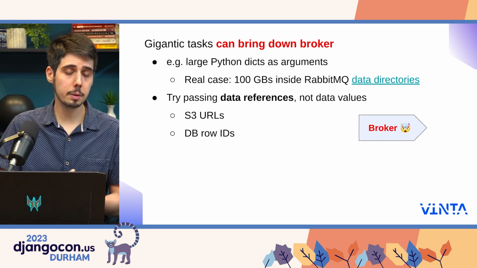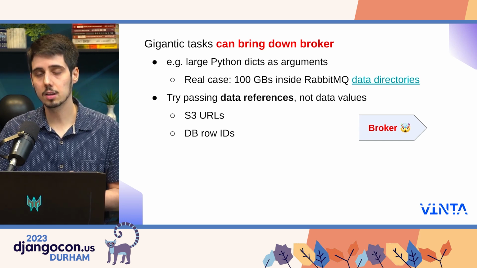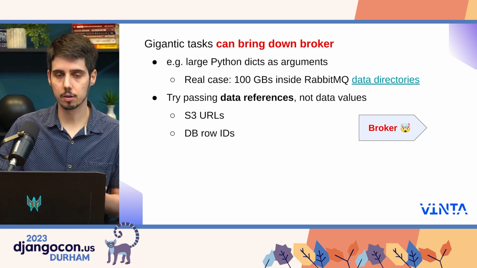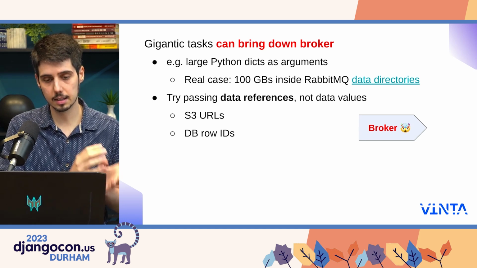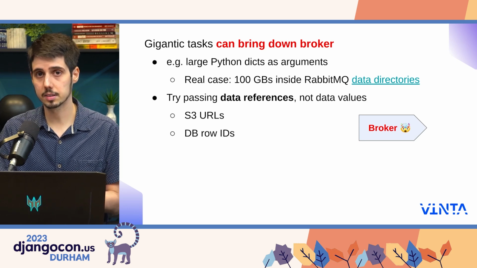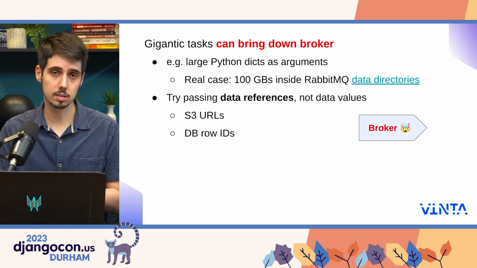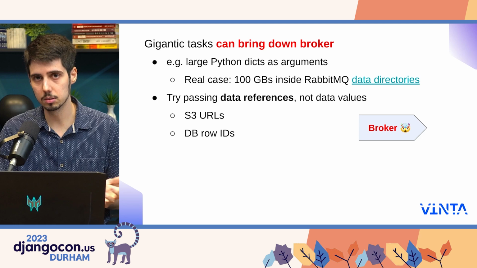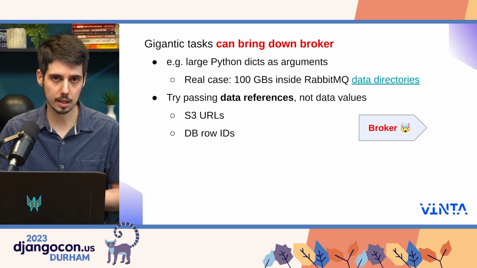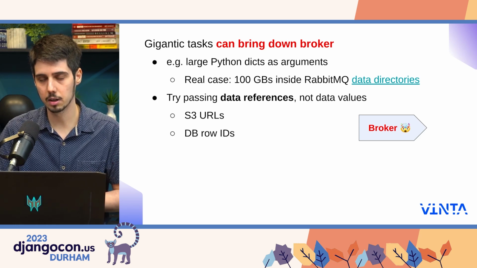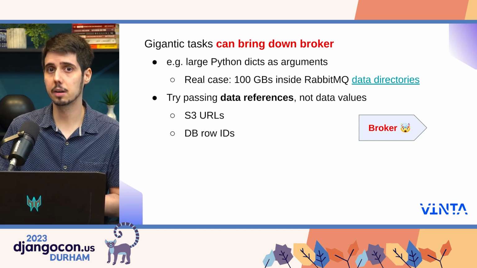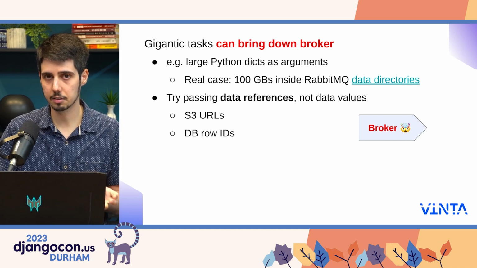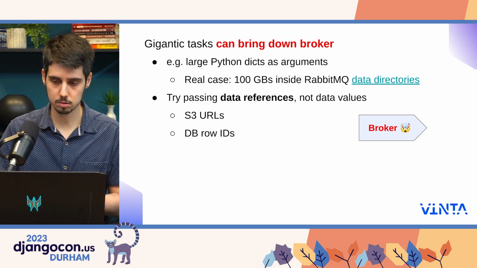And instead, we should be passing data references, not data values. So we could use a blob storage like S3 and save the data there, and then send the URLs as arguments for the tasks. So the tasks could download that and do the work. Or we could just use databases if we're dealing with relational data. But in any case, consider using data references, not data values directly, when passing data to tasks.